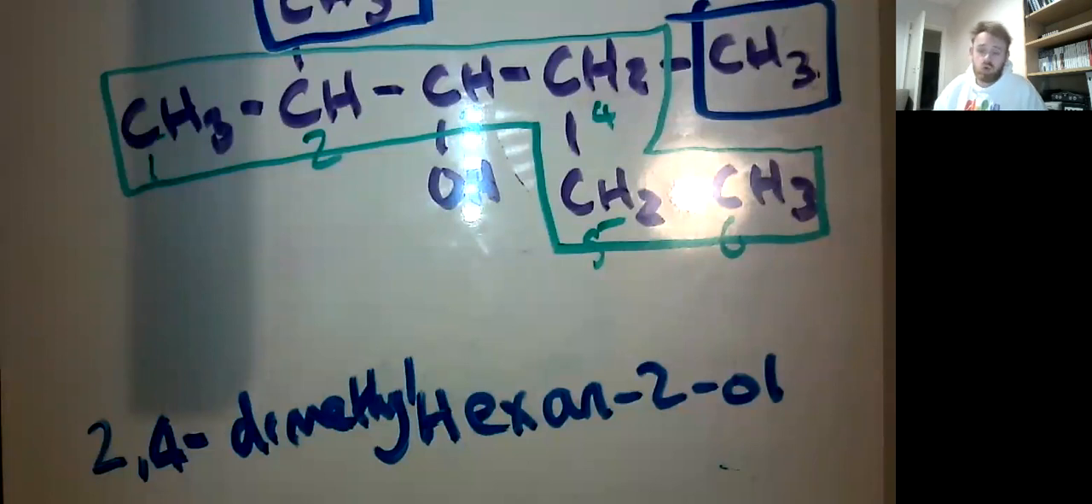The rules are all almost the same for naming alkenes, alkanes, and alcohols. There's only a tiny difference between the alkenes, alcohols, and the alkanes. So if you understand one, then you're more likely to understand the rest.